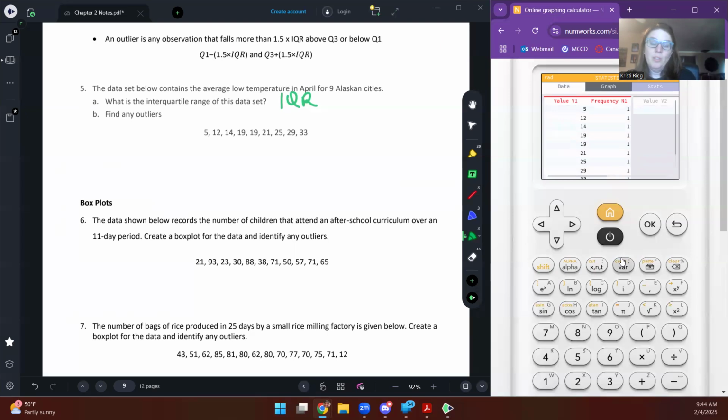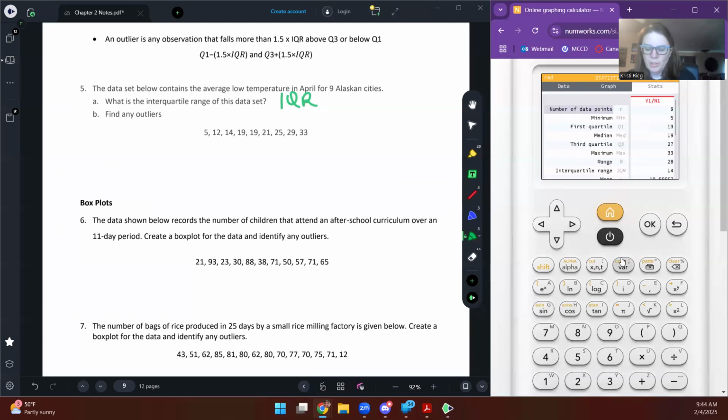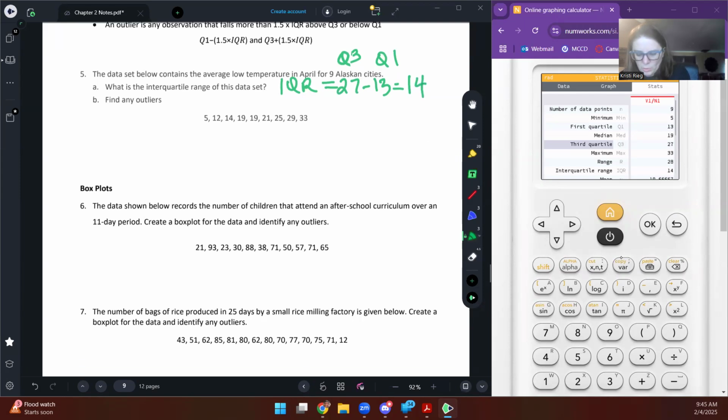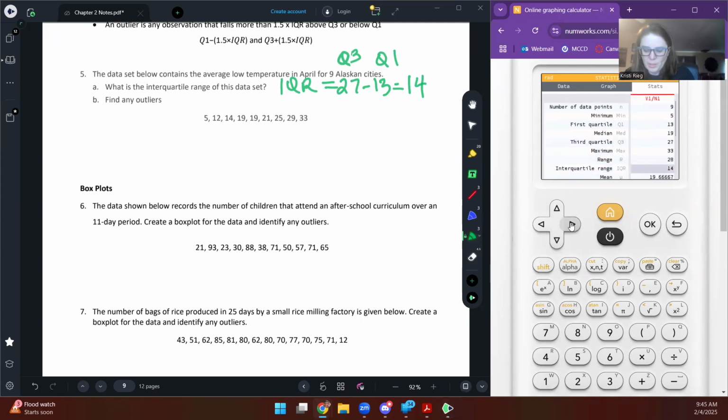If you're using this to get your 5-number summary, here we go. Here's our Q1 and our Q3. So we have 27 minus 13. We do need to know what Q1 and Q3 are for later, but you'll see that subtraction, 27 minus 13 is 14, is also done. It gives you the IQR, which is 14.